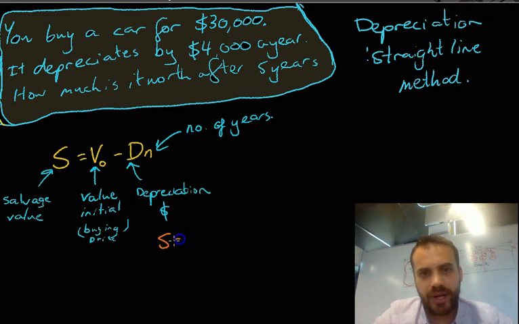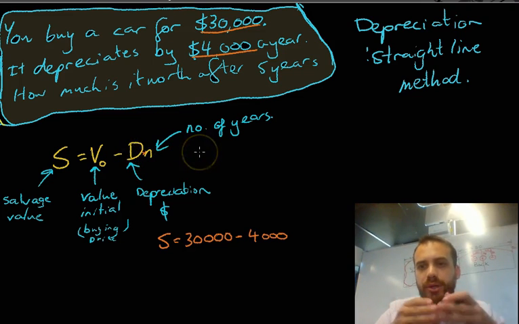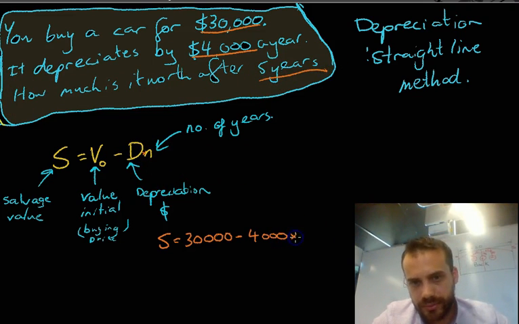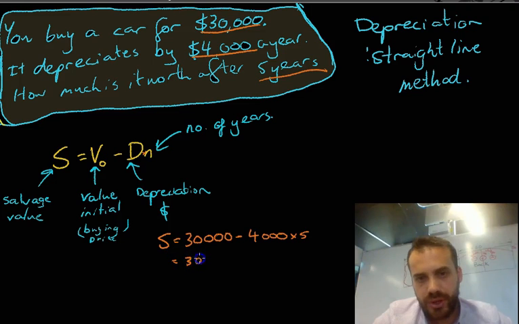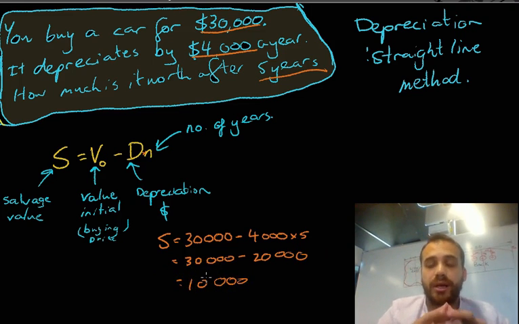Okay, so in this case, salvage value is equal to the initial value, $30,000, minus D, which is the depreciation in dollars, $4,000 a year. And that D N means D times N. If two letters are next to each other, it means that they're multiplying. How much is it worth after 5 years? So that's our N value. So that's going to be 30,000 minus 4,000 times 5, which is 30,000 minus 20,000. That'll give us 10,000.